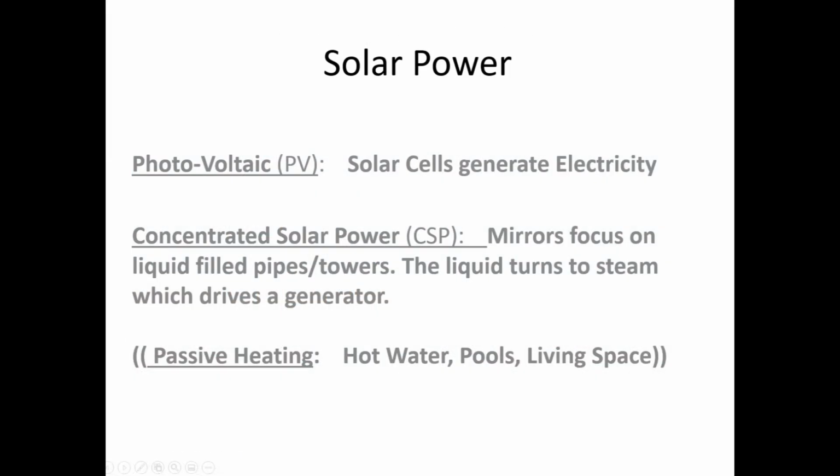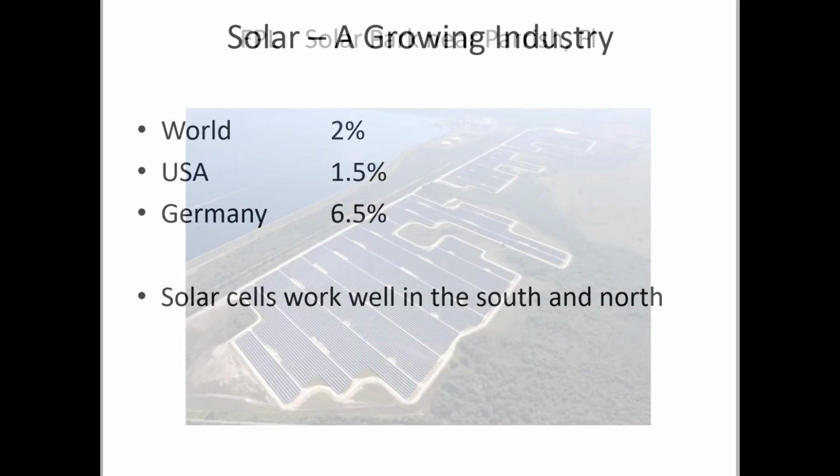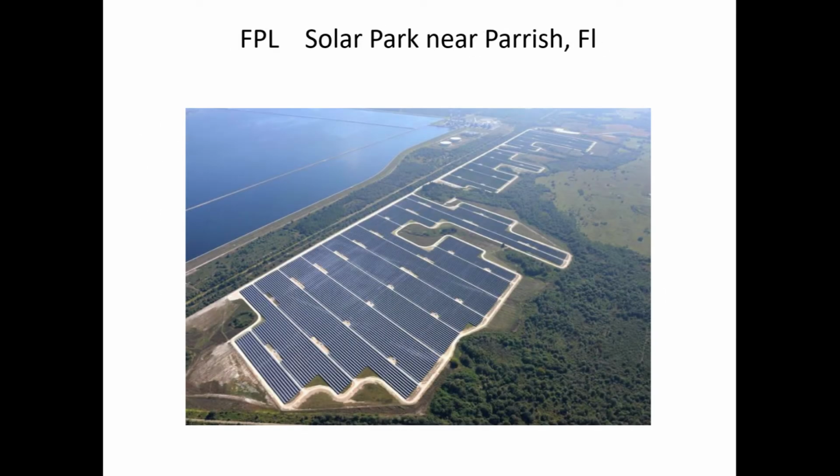Solar receives the most public interest. Solar cells convert sunlight directly to electricity. We call these photovoltaic cells. Concentrated solar power, CSP, using mirrors is another method. Solar is growing. In the USA, we receive about 1.5% of our electricity from solar. However, many solar parks are under construction in Florida and elsewhere. This percentage will continue to increase.